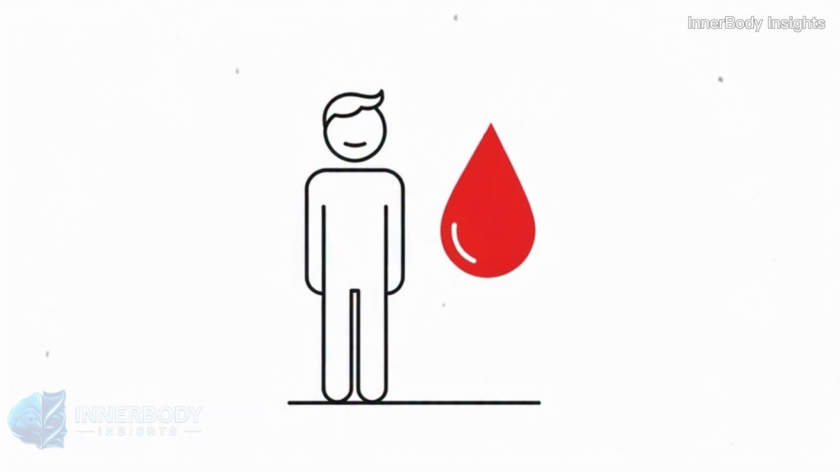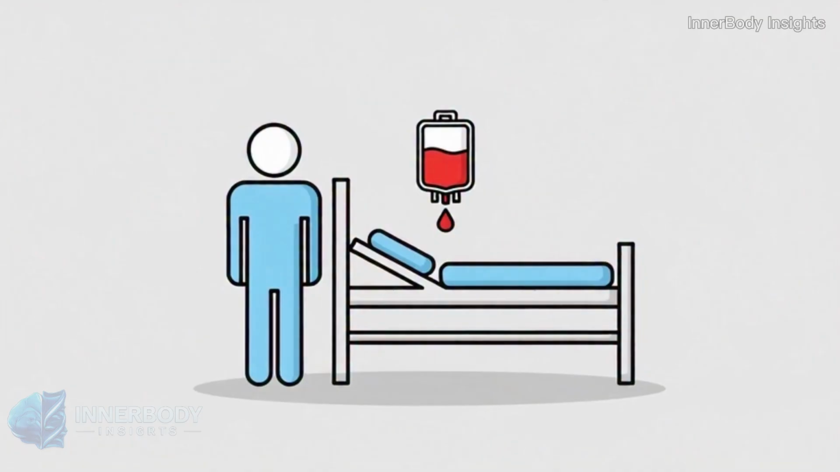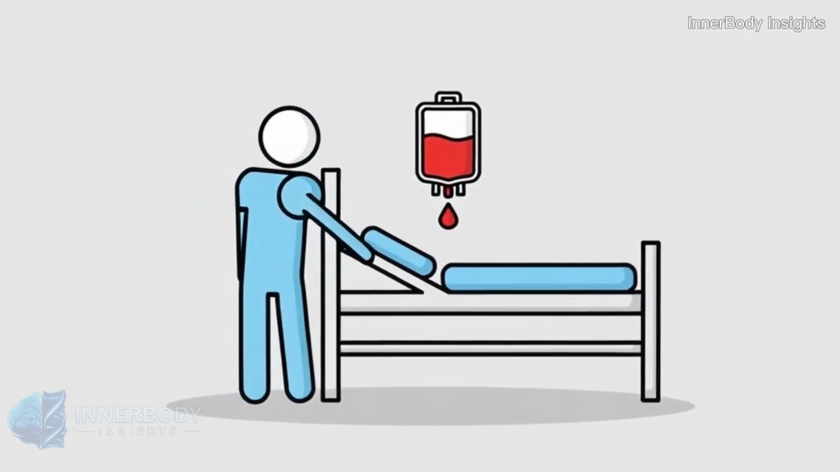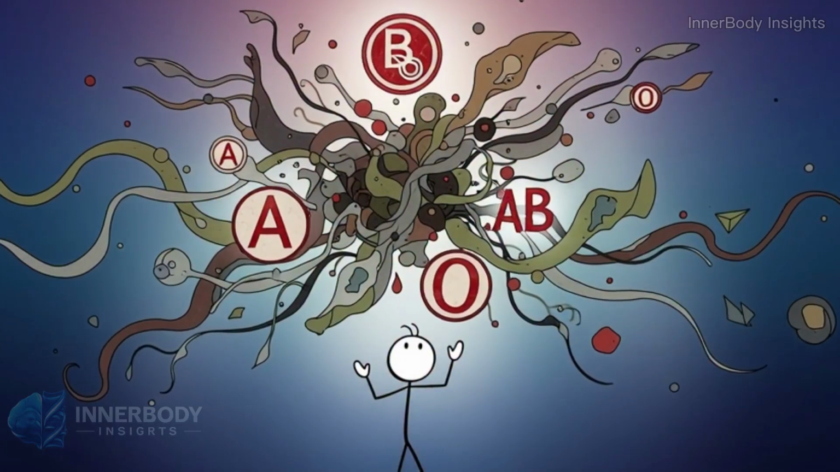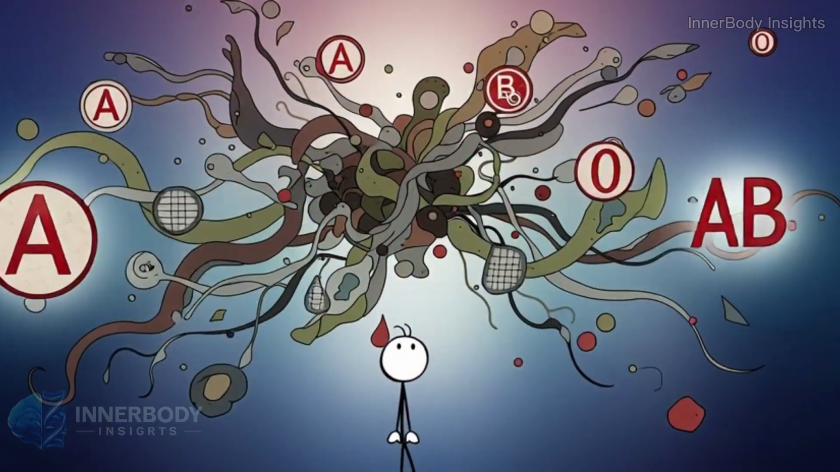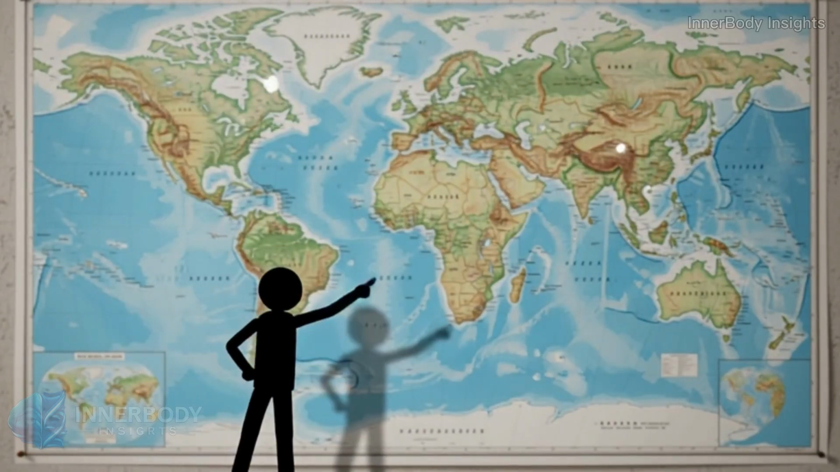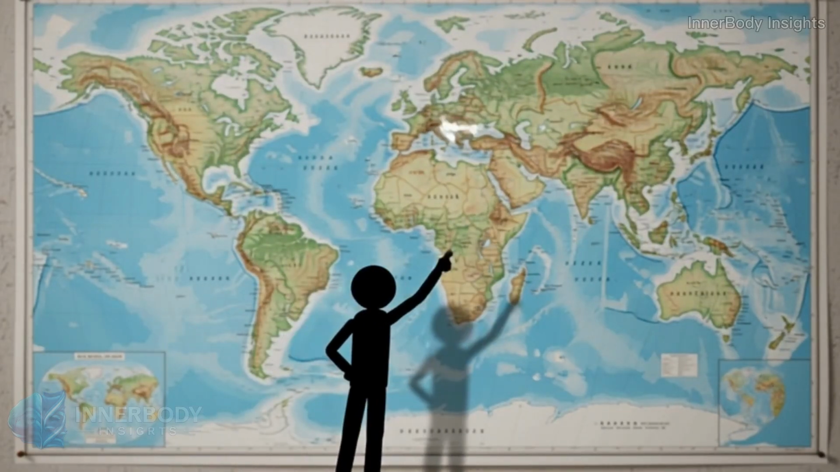Your blood type is more than a medical label. It is a biological marker shaped by survival. Behind the letters O, A, B, and AB is a long evolutionary story. These blood types formed as humans adapted to disease, climate, and work.